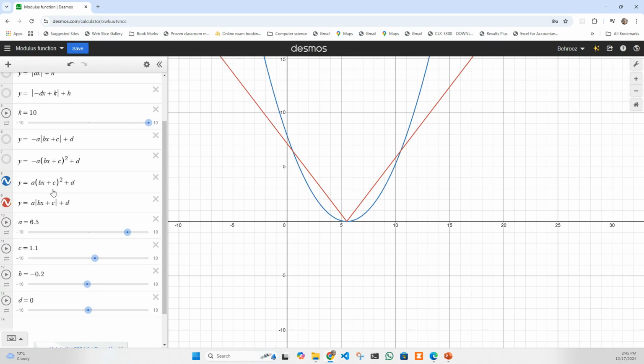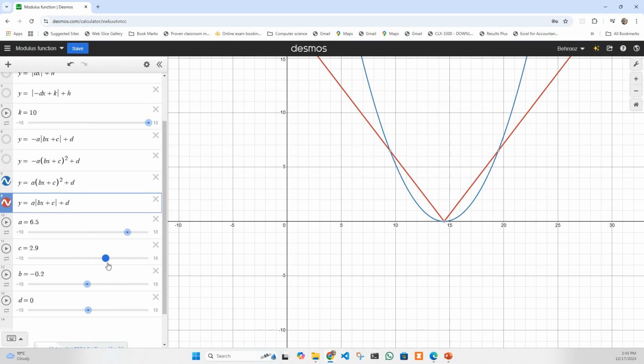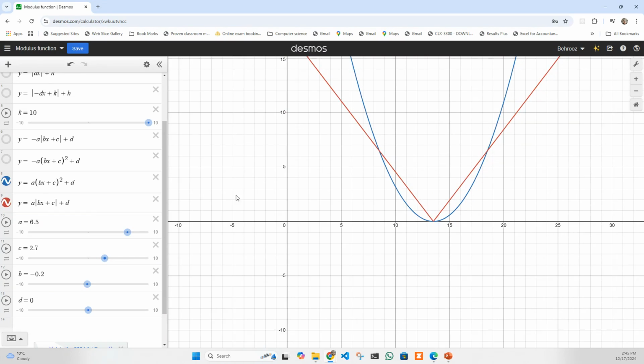So if you pay attention to the variable C here, it's inside the square bracket, and that's basically this intercept on this line. So if I slide around the value of C, as you see here, both the quadratic in its completed square form and the modulus function move together.